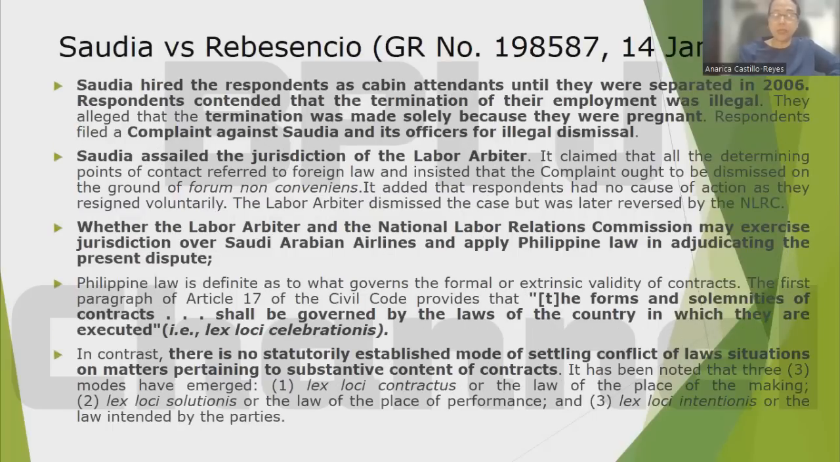The last case is Saudia versus Rebesencio. So in this case, Saudia hired the respondents as cabin attendants, but they were separated on the ground that they became pregnant. Thus, they filed a complaint against Saudia for illegal dismissal. Now, Saudia questioned the jurisdiction of the labor arbiter. The issue now is whether the labor arbiter and the NLRC may exercise jurisdiction over Saudia and apply Philippine laws in the dispute.